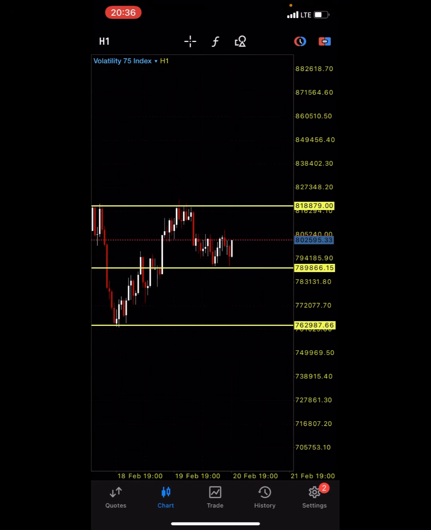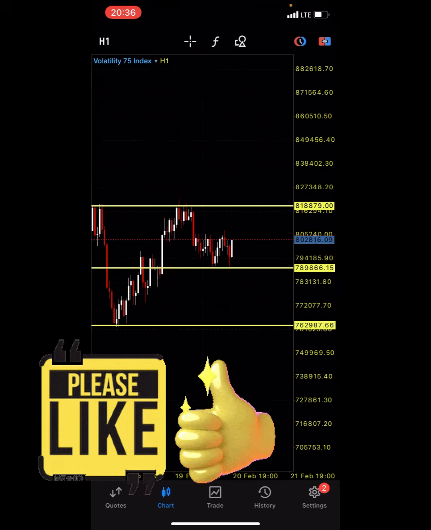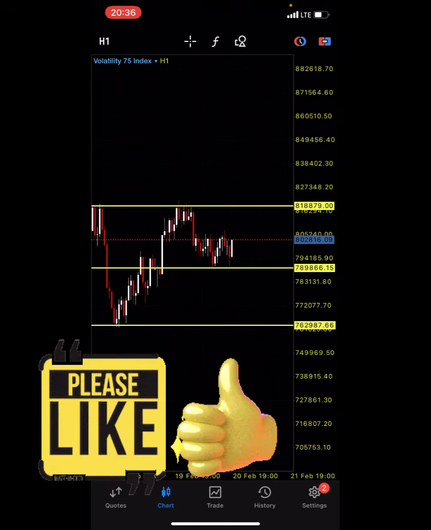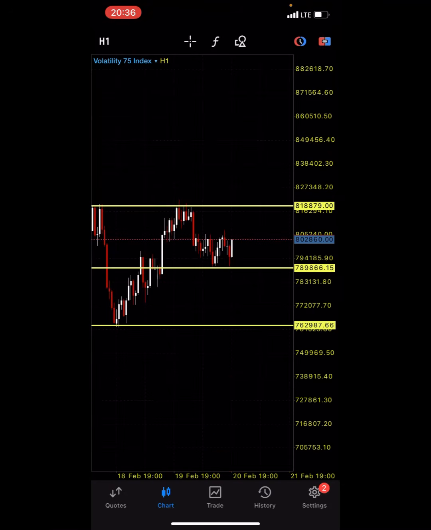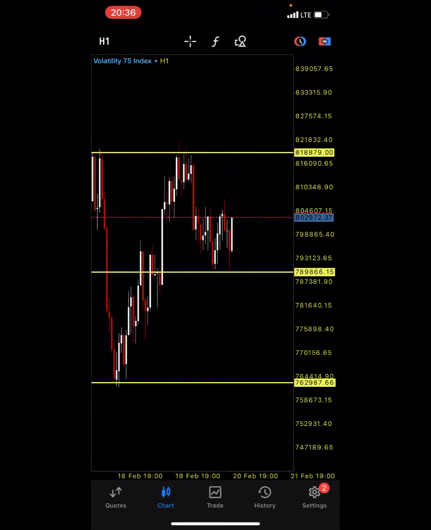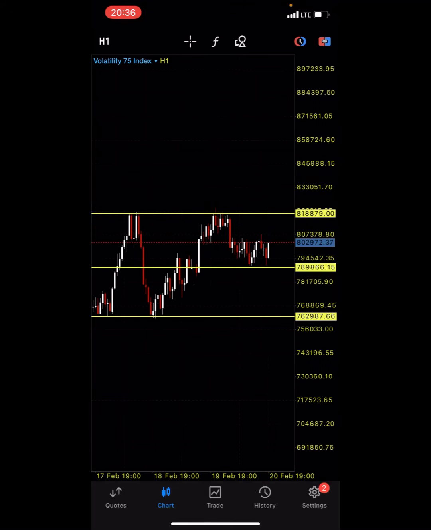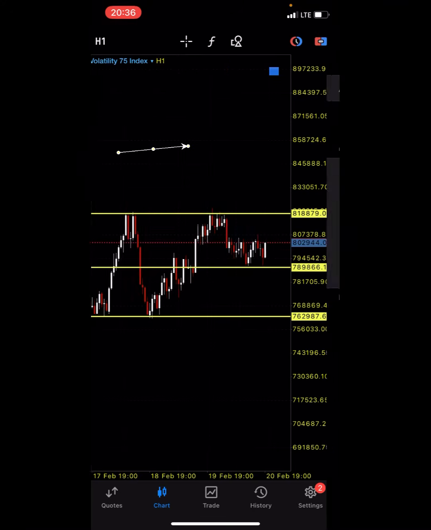Come on. Now this is one thing a lot of people don't tell you that you need to know. The more touches you have on a support or a resistance zone, the more weak that zone becomes. I hope you understood that. The more touches a price gives to a certain support or resistance zone, the more that zone becomes even weaker.